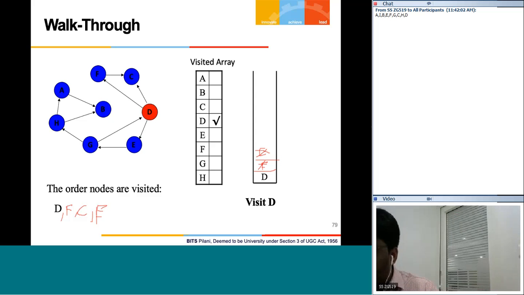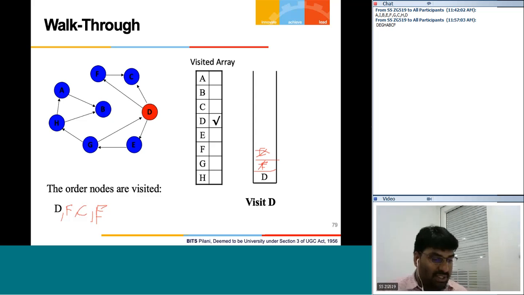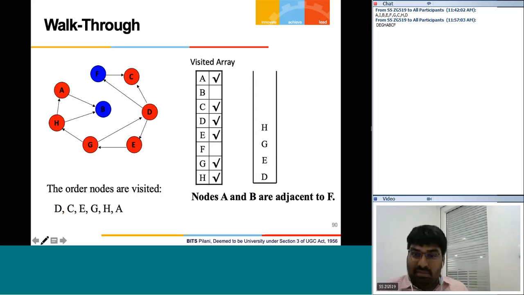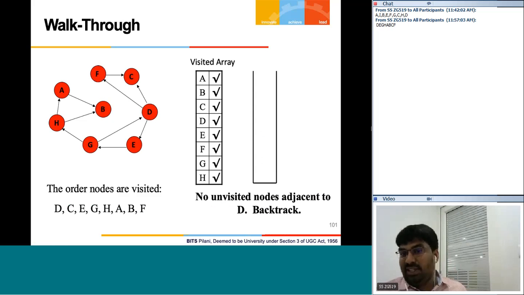B, E, G, H, A, B, C, and F. That's all. So Pawan, there are multiple answers. That's what I'm trying to say. In my case, my answer has been this one: B, C, E. Got it? This is my answer in my case. That's B, C, E, G, H, B, F.